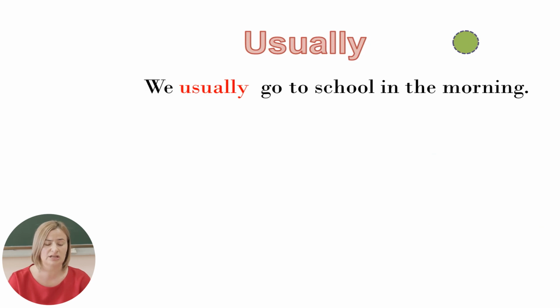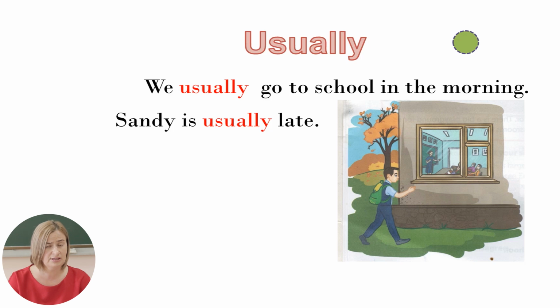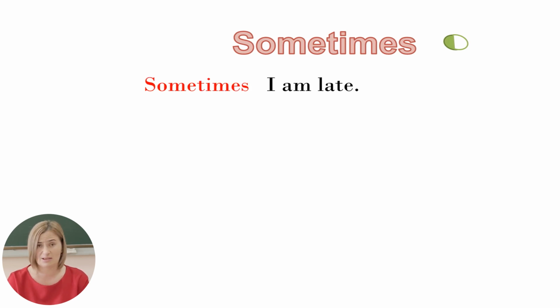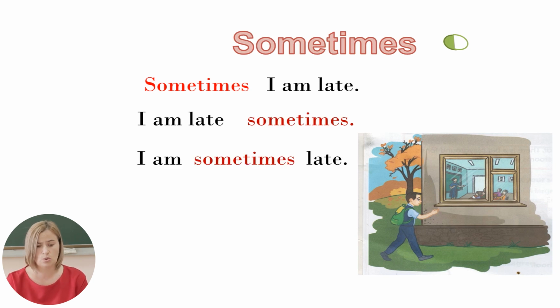Usually also is placed in mid-position. We usually go to school in the morning. But you can use it after the auxiliary verb or a modal. Sandy is usually late. Sometimes can be used in all positions. Sometimes I am late. I am late sometimes. Or I am sometimes late.